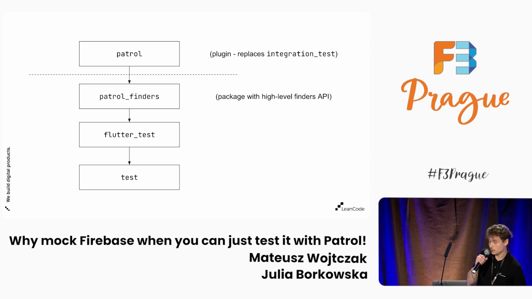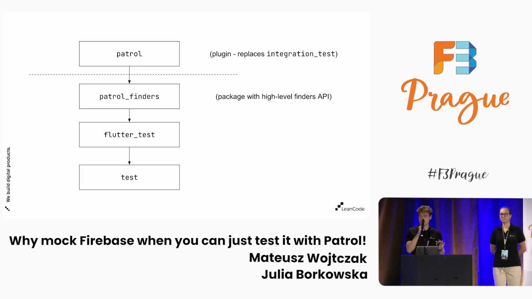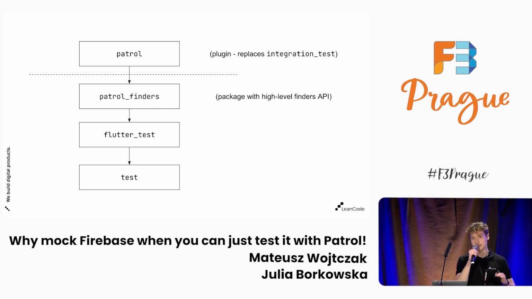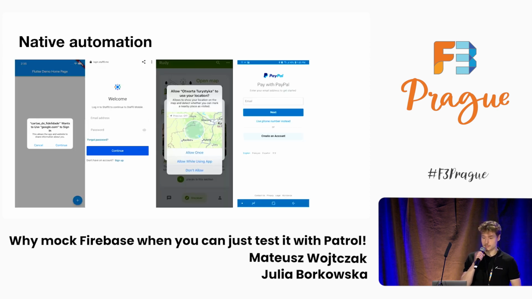Let's take a quick look at the architecture. We have two packages. A Patrol plugin, which does all the native interaction stuff, integration with native frameworks. And it's basically a replacement for integration test. Then it uses Patrol Finders, which is a pure Dart package that is just a higher level API for Flutter test, so you don't have to write all this boilerplate.